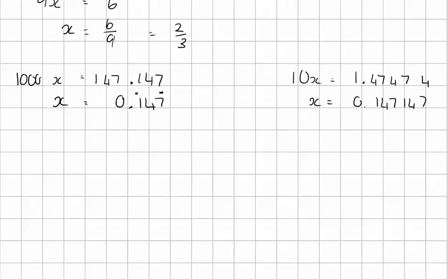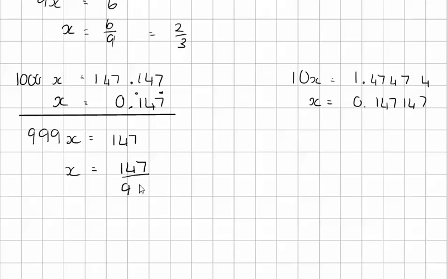Then when you do the subtraction, you end up with 999x equals 147, which means x equals 147 over 999. What do you notice about the number and the nines? How many zeros you divided it by? The same amount of zeros and the same amount of nines.